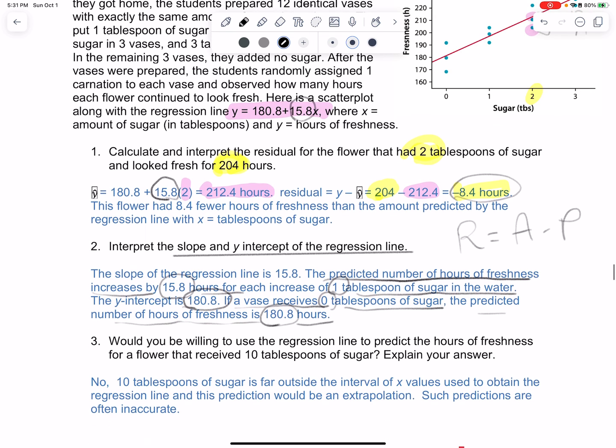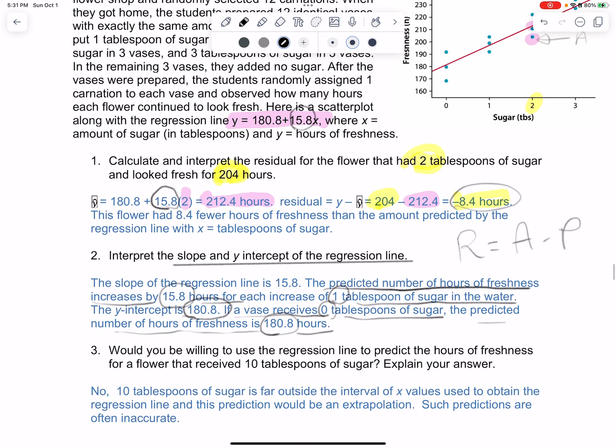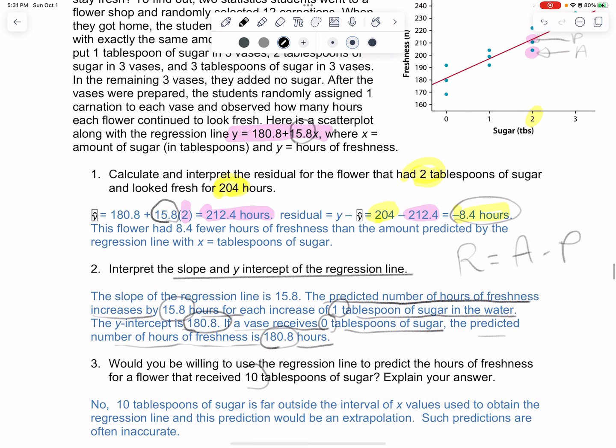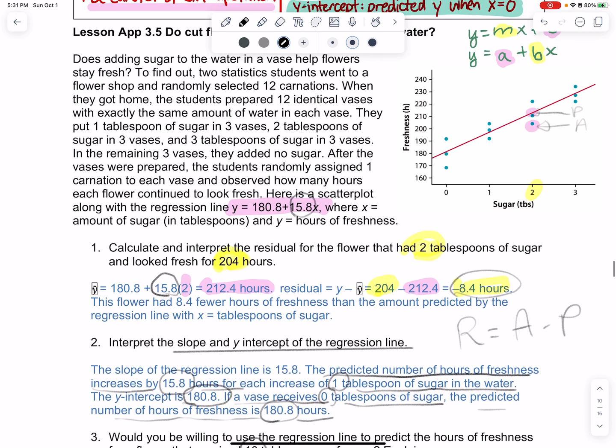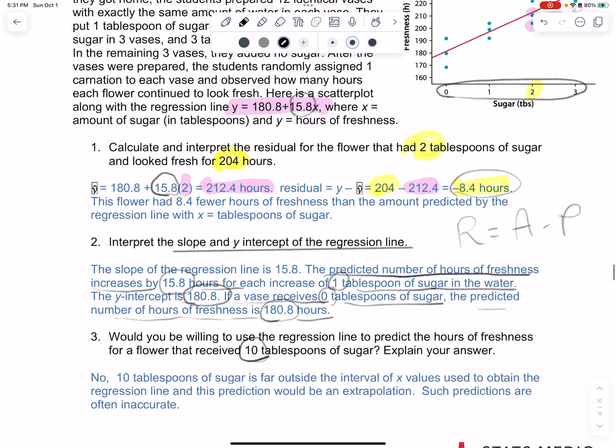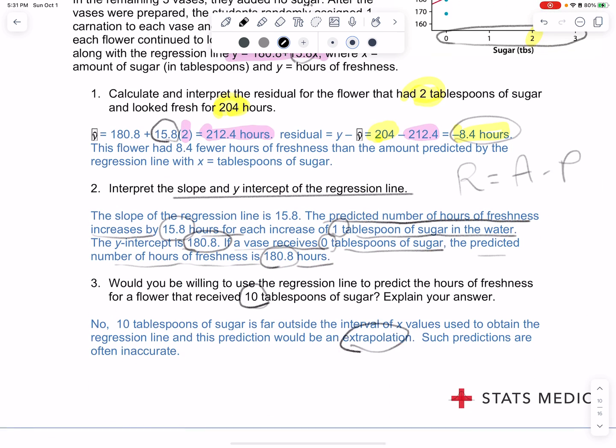Okay, would you be willing to use the regression line to predict the freshness for the flour for 10 tablespoons? No, because my data only has between 0 and 3, so 10 is way outside that. It might change the data so much, and it might not be accurate. So we cannot do that, because that is called extrapolation.